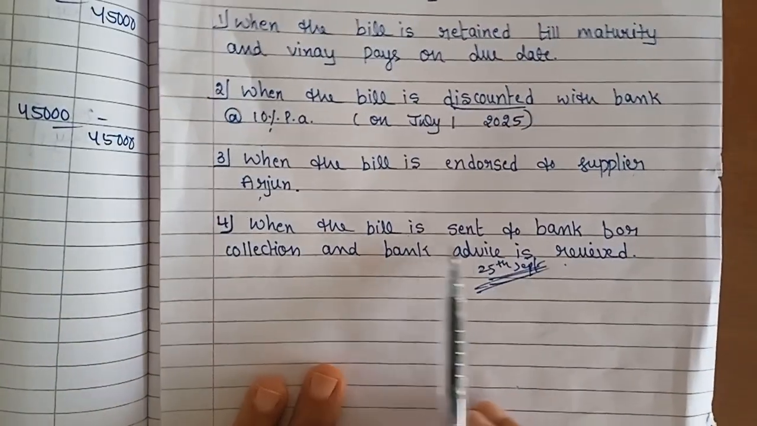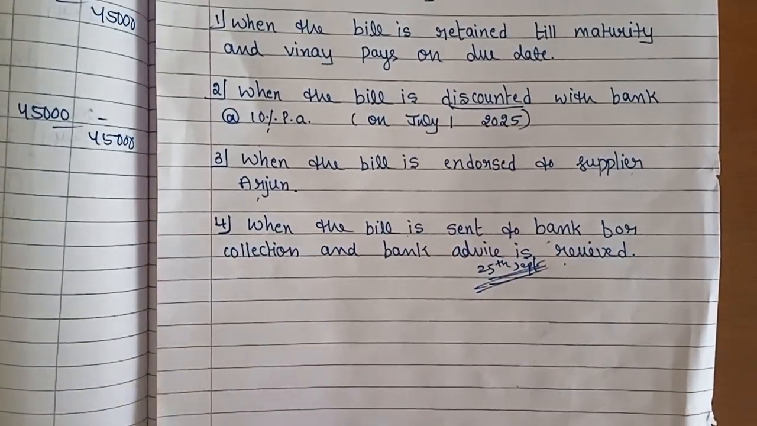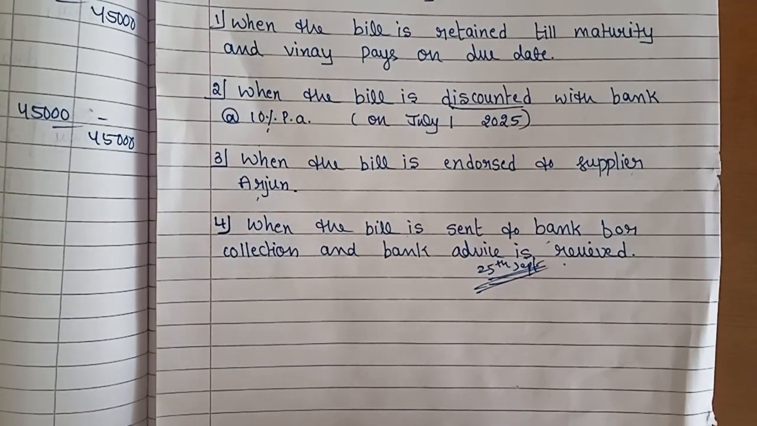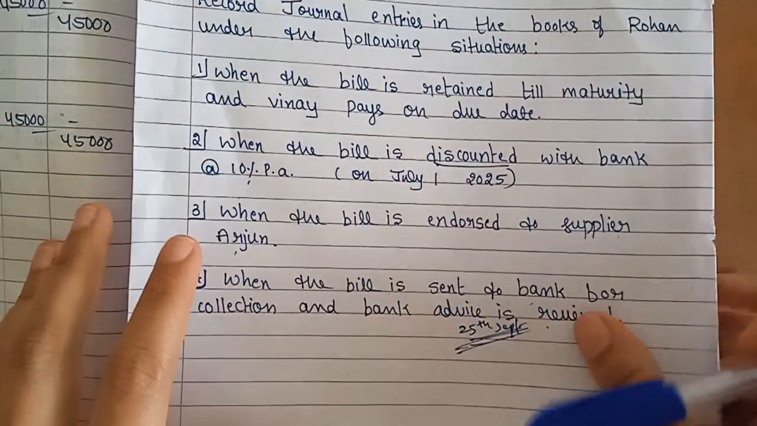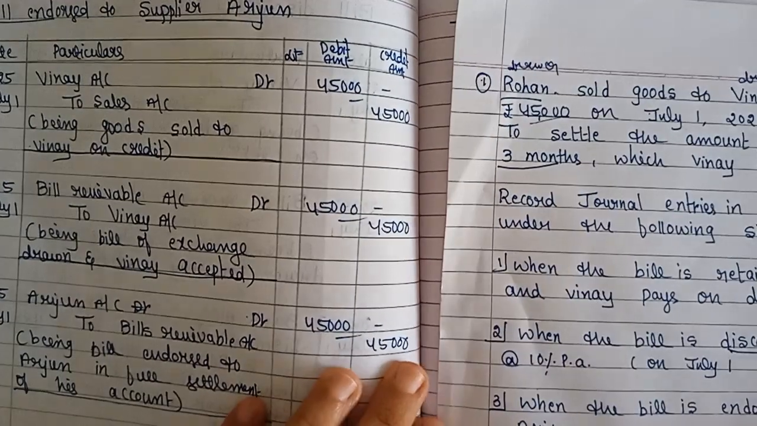And the third one is the bill is sent to bank for collection a few days before maturity, and the bank will collect the amount from Vinay on the due date. Clear? This is the 4th situation. So I hope this problem is clear to you all.